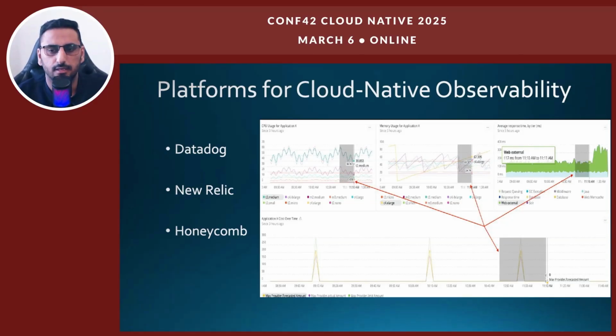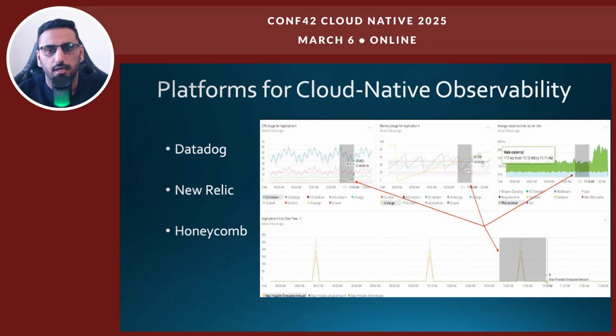The third in this list is Honeycomb. Honeycomb stands out because it focuses on high cardinality data, which means data that has many unique values. Honeycomb excels at event driven instrumentation. So instead of just monitoring metrics like CPU usage or request count, Honeycomb lets us analyze individual events, for example a user login, an API call, or a database query.